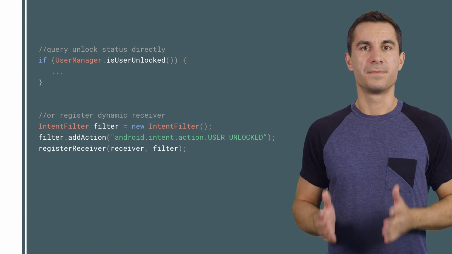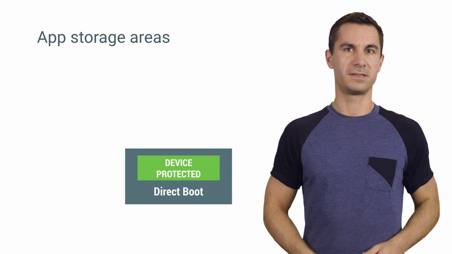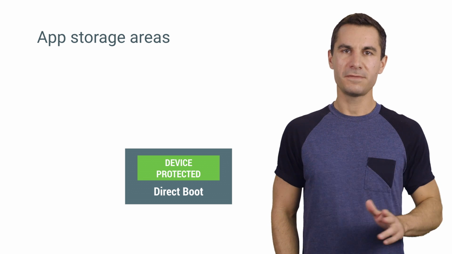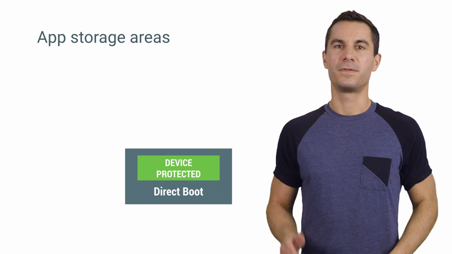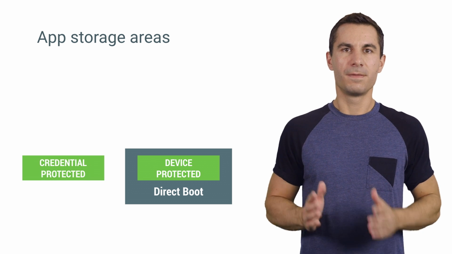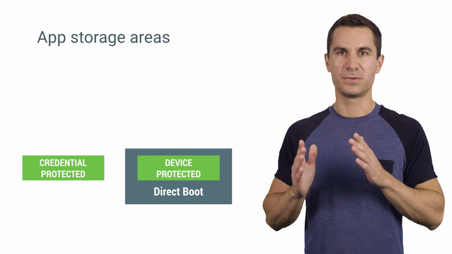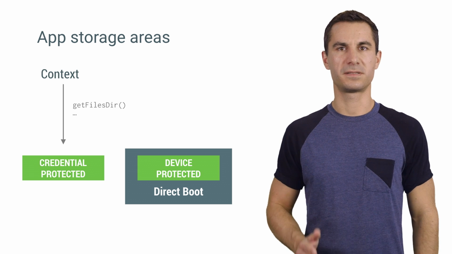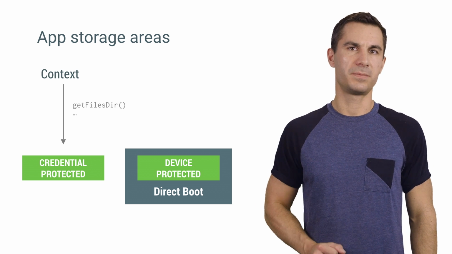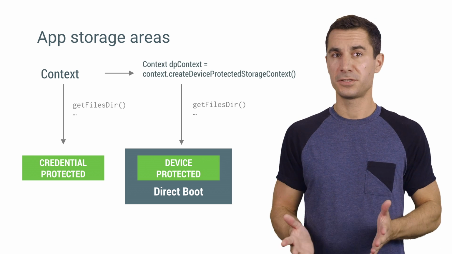And finally, the last step to make your app direct boot ready is to move any private app data needed by your direct boot aware components to the new device protected storage area. Now, the default storage area for apps is called the credential protected storage. This is the location that is accessed when you use all the file APIs on the context object and can only be decrypted once the user enters their credentials.